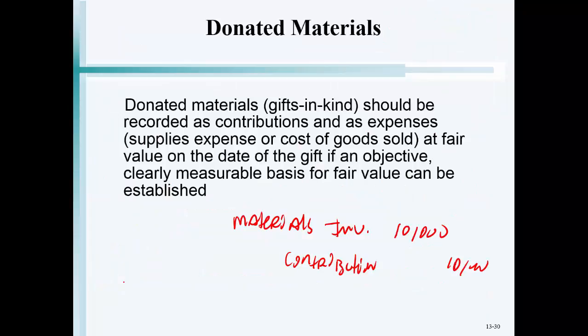Come over and let's take a look at donated materials. What happens here? Well, people like to give not-for-profits not always money. They like to give them things, right?